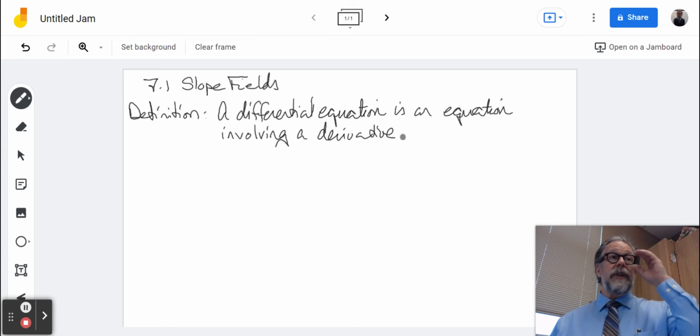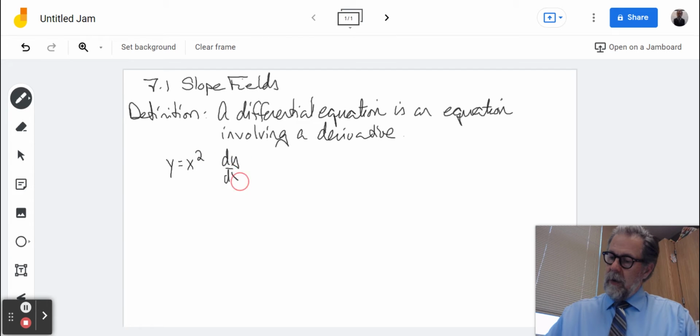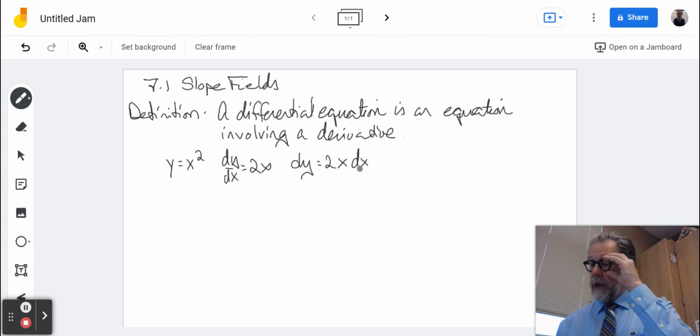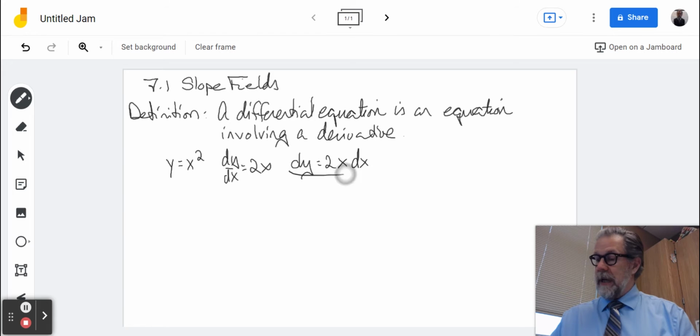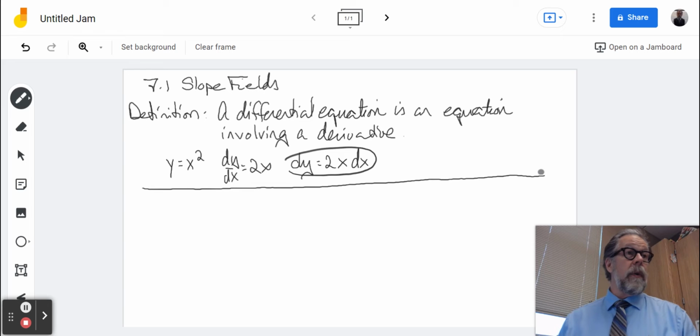Now, this comes from Chapter 6. You may remember that we said if we've got y equals x squared, dy dx is equal to 2x. That's a derivative of y with respect to x. And the differential equation is dy equals 2x dx. I would encourage you to go back and watch my Chapter 6 videos if you're not sure of the significance of that. So that's just something we need to know. When the words pop up, now you know what that means.